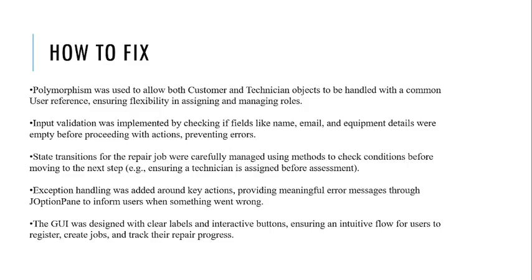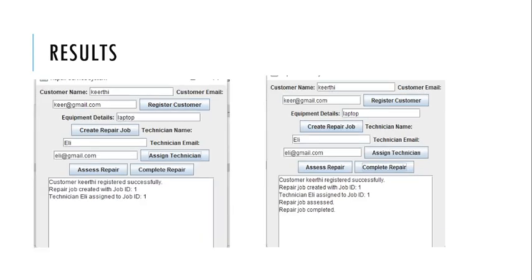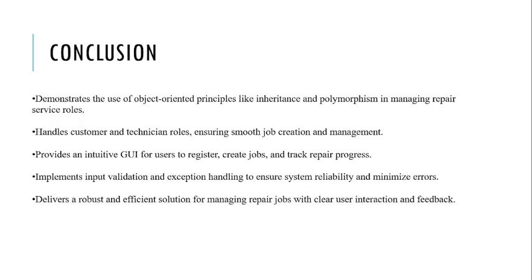Yes, as I told you, I implemented the GUI for a clear output view. These are the results where, when the customer enters their name and email, it registers the customer. After registering, it asks for equipment details to be entered, where it creates a job ID. Once the equipment details are entered and the job ID created, it assigns a technician to that job ID. Once the technician's email and name are entered, it will assign the job ID to them. Then it shows the repair job access, and after everything is done, it finally gives the repair job completed.